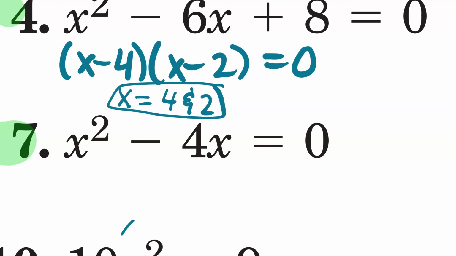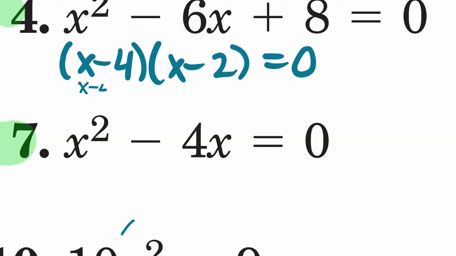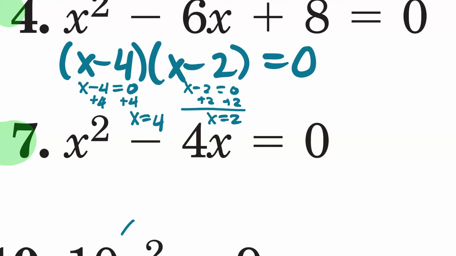Because I'm setting each factor equal to 0. I don't have the room to show every step. Set each factor equals 0. X minus 4 equals 0. Add 4 on both sides. X equals 4. Okay, try number 5. If you haven't already, try number 5.